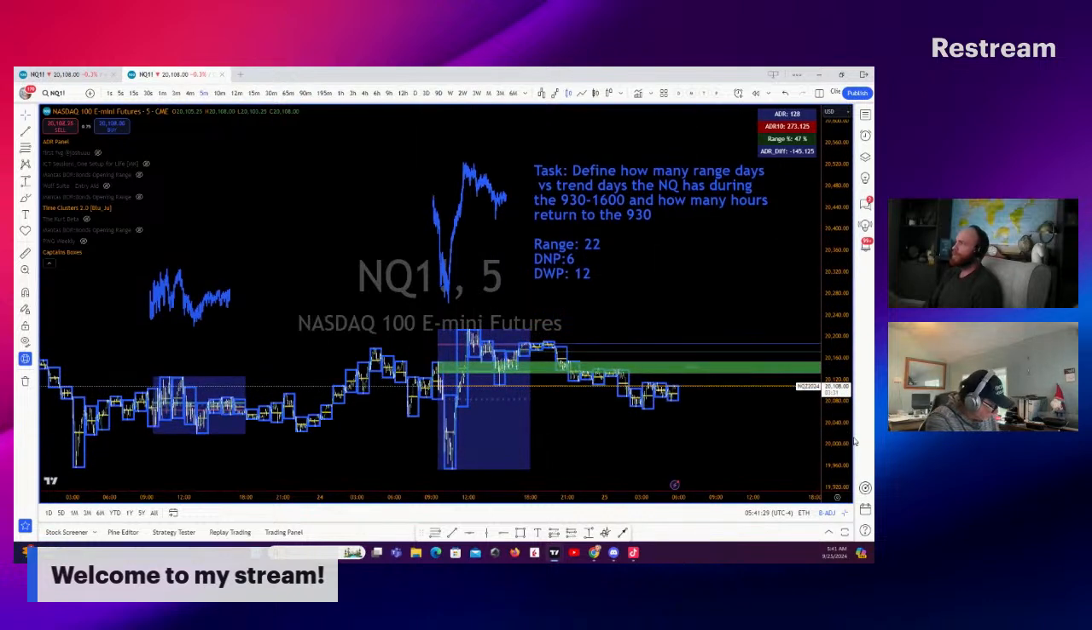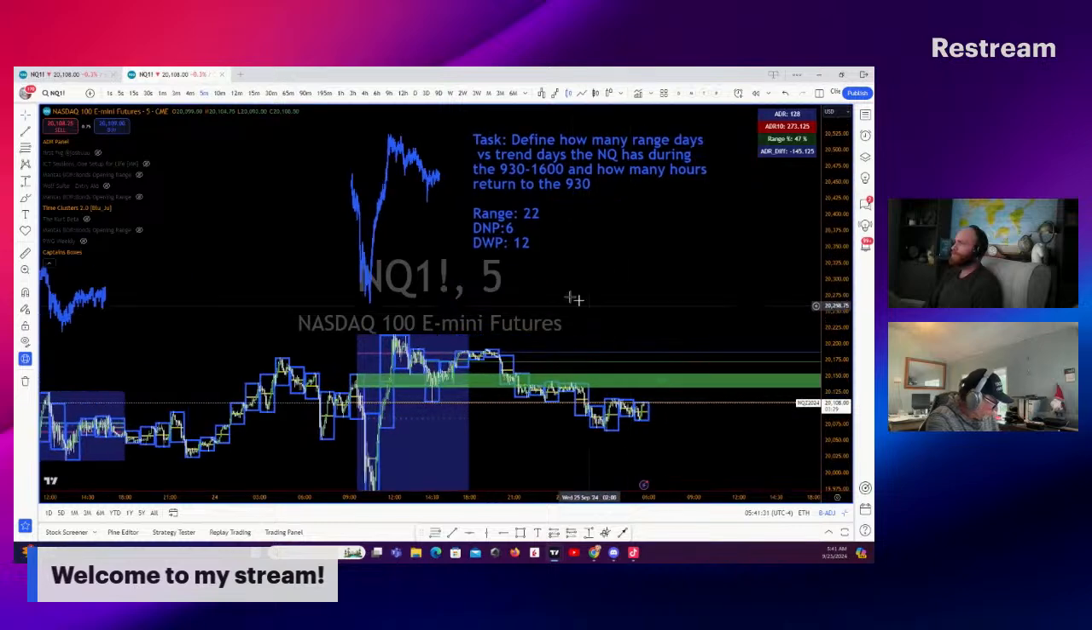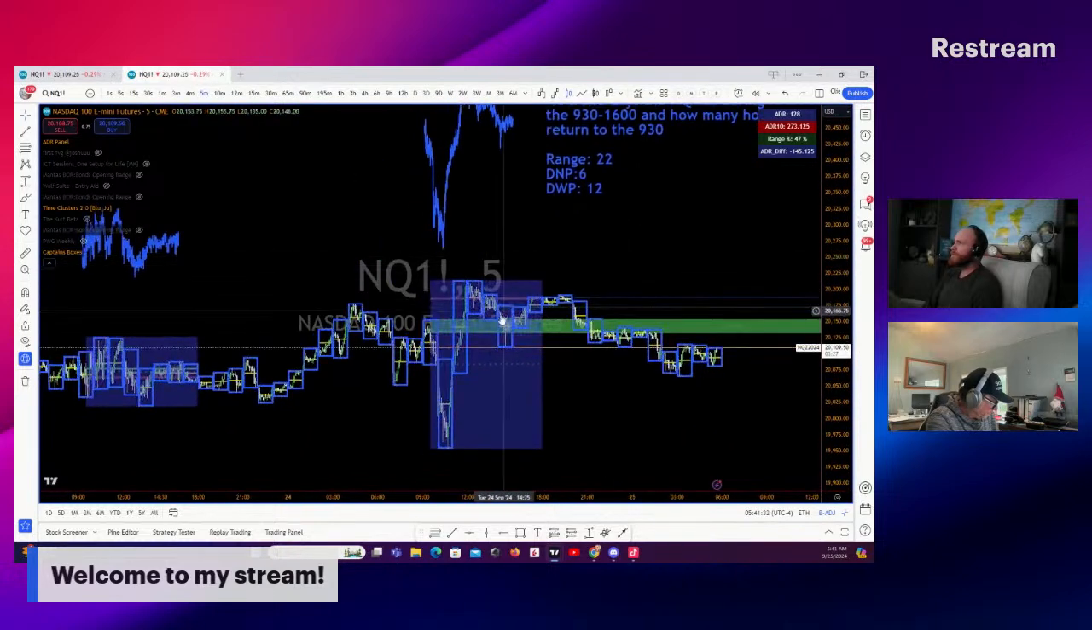So the first measurement we're going to do is define the constant. The constant is on the 1 minute chart. We're going to highlight, which you guys all can have access to, just go to the time clusters, the 930. So that's going to be the mean. 930 on the 1 minute chart is the mean. That whole candle from high to low, the 930 candle is going to be the mean. We're going to count how many hours we return back to that 930.